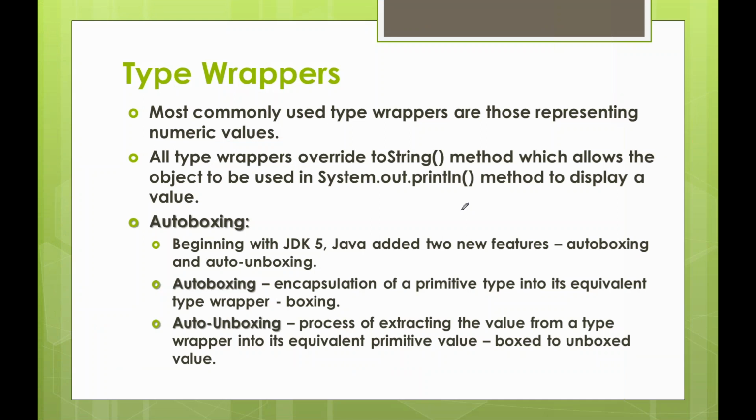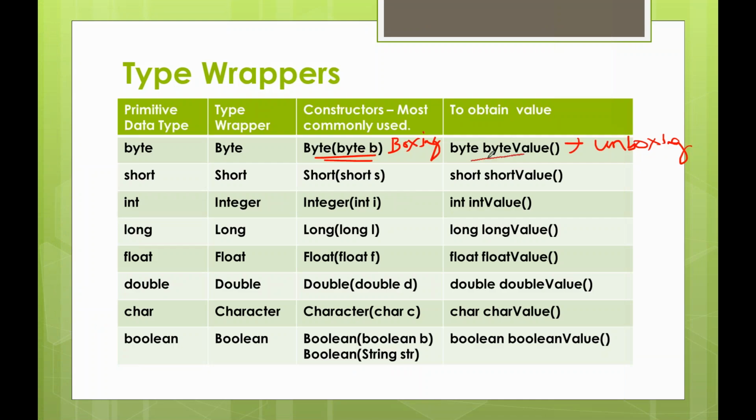So these things you understand, right? Each one has its own byte value, short value, int value, long value, float value, double value, char value, and boolean value, with a corresponding constructor where you can pass a variable or directly a value, as I showed you.